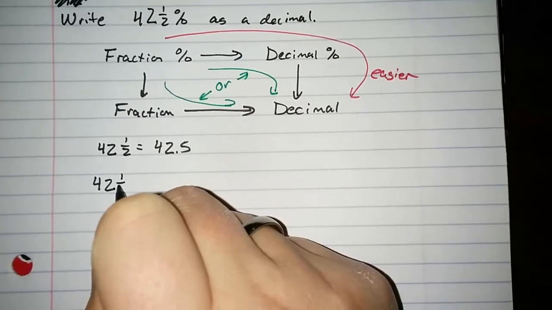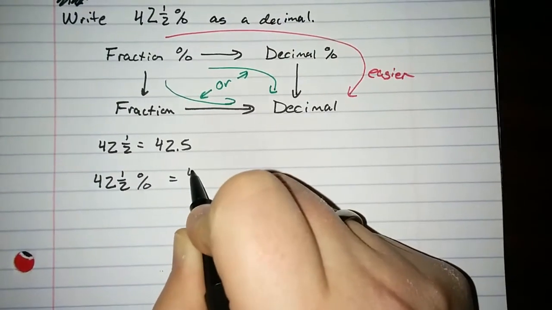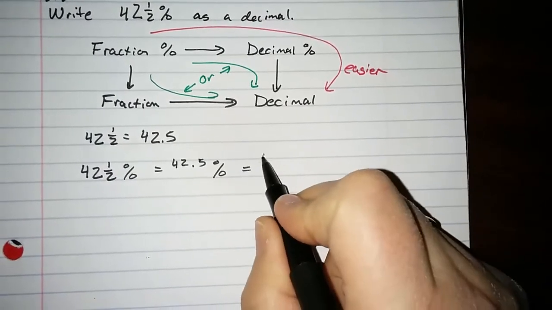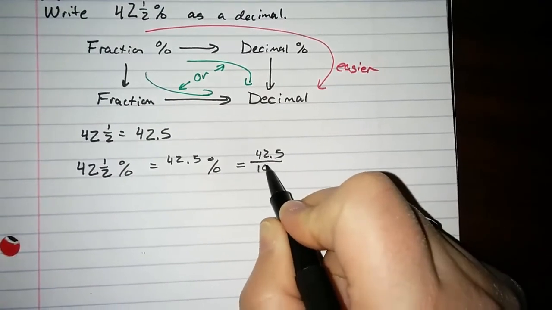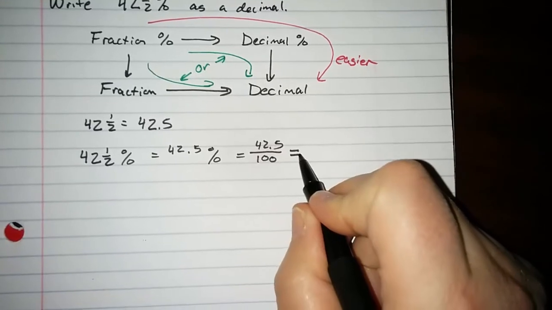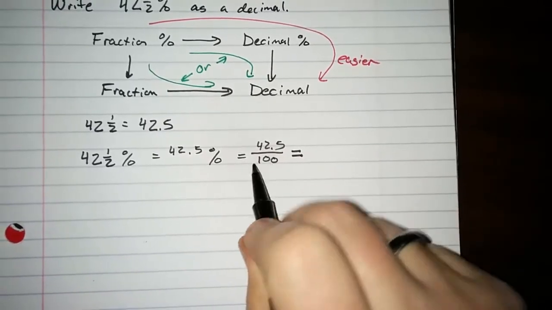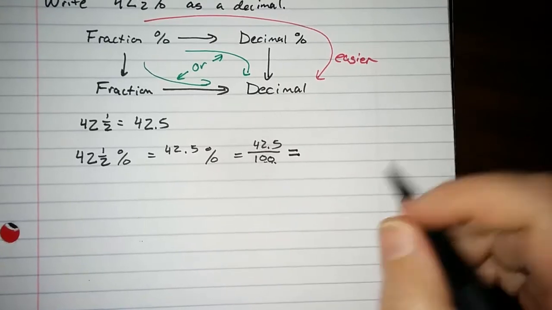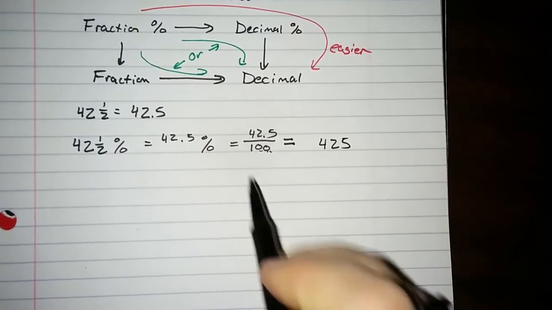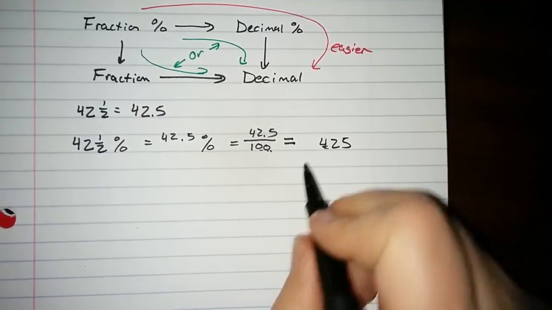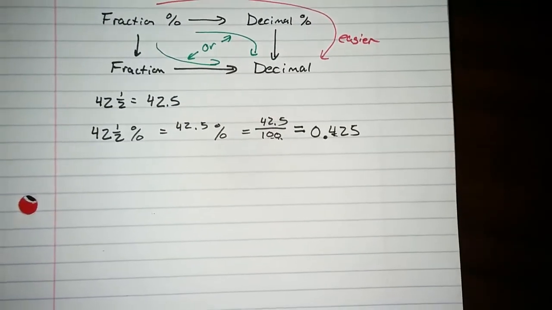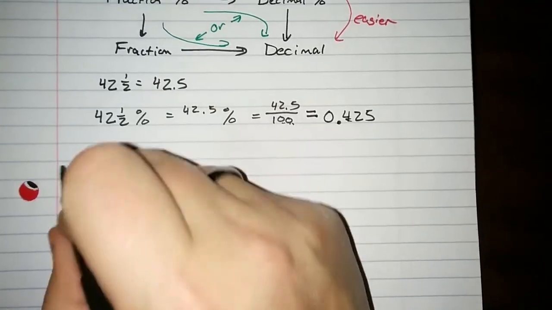So 42.5% is 42.5 out of 100. So thinking about this as division, we either think 2 more zeros in the denominator, or we just think move the decimal point. Either way, we'd like 3 digits after the decimal point in our answer, so we'll get 0.425. Let me have you try one of these.